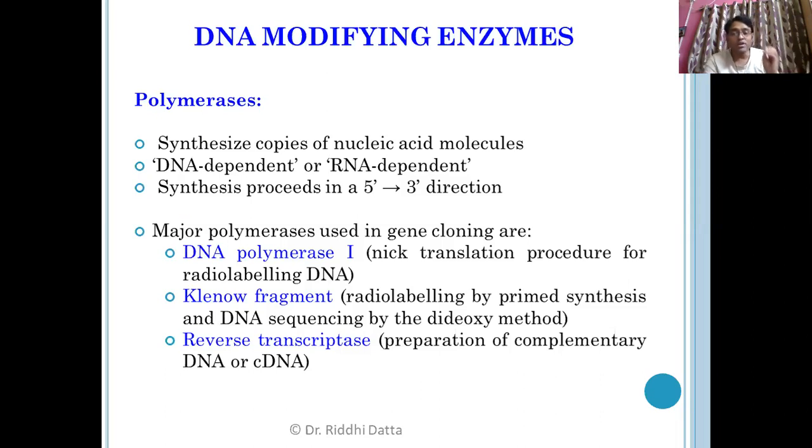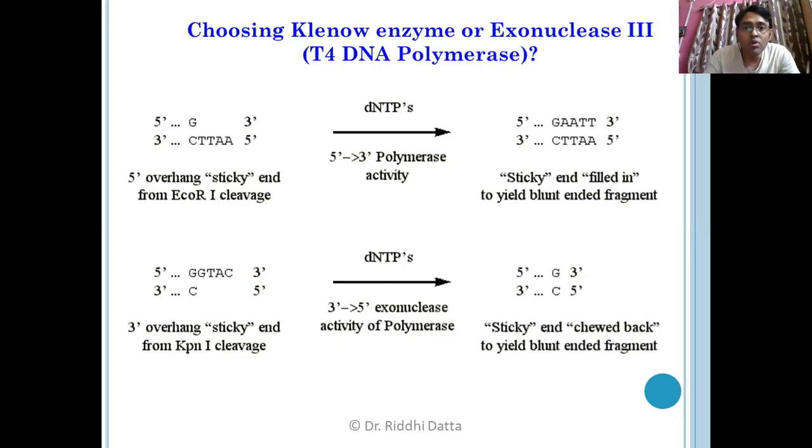So a staggered-end product can be made blunt end with the help of the Klenow fragment. As well, during radio labeling, for Southern blot, we use the radiolabeled probe, and during this radio labeling we can use the Klenow polymerase to incorporate the radiolabeled nucleotide. Now, there are two examples where we can use exonuclease 3 or the Klenow enzyme to make a blunt-end product from the sticky end.